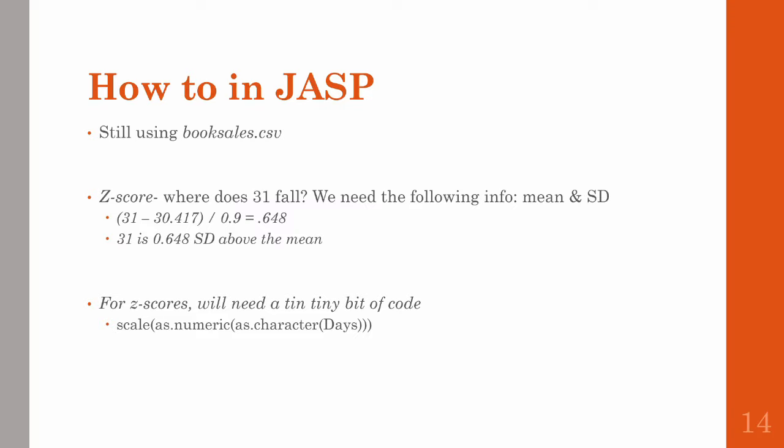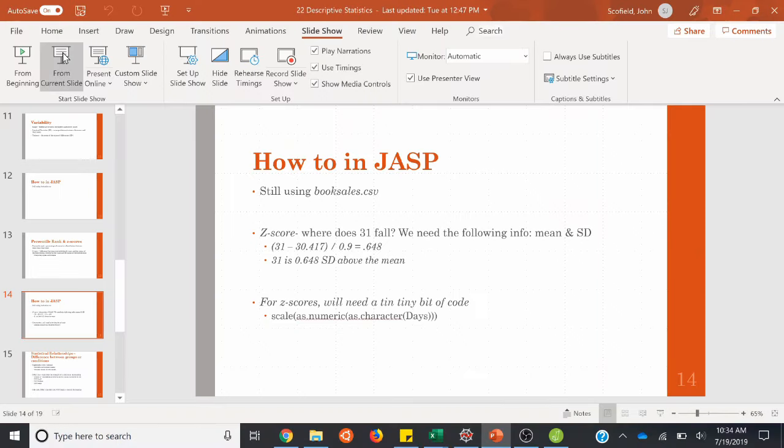So if we're using the days variable, we take that 31 minus the mean, which is 30.417, and divide that by 0.9, and we get the z-score for 31 is 0.648. We would interpret that as 31 being 0.648 standard deviations above the mean. We'll need just a tiny bit of code to put into JASP, but I have the code here, so you can just copy and paste it right into JASP. So we'll go ahead and do those things first.